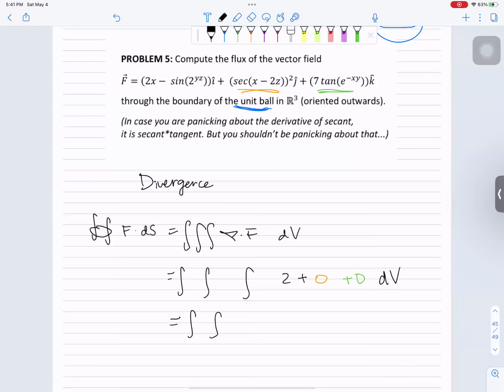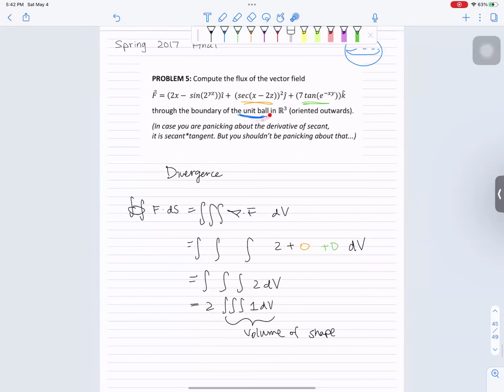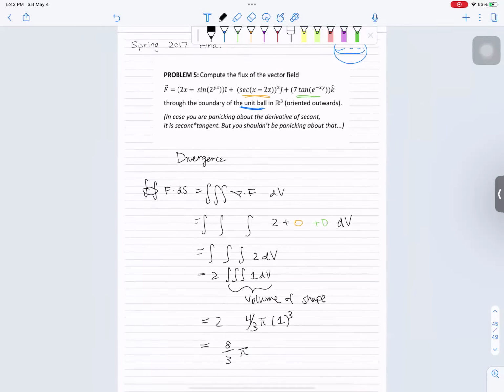So this is the triple integral of 2 dV. What is this? 2 times the integral of 1 dV. And this is super nice for us because the triple integral of 1 dV is what? The volume of our shape. And our shape right now is this unit ball. What is the volume of a unit ball? It's 4/3 pi r cubed. In this case, our radius is 1. So the final answer is 8/3 pi.